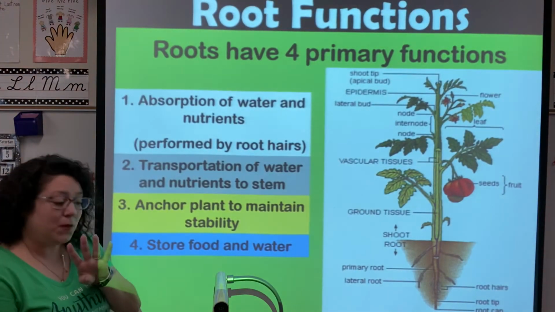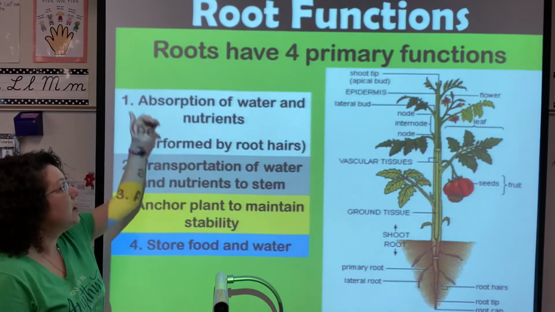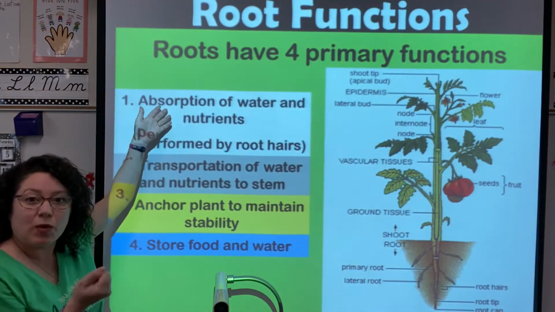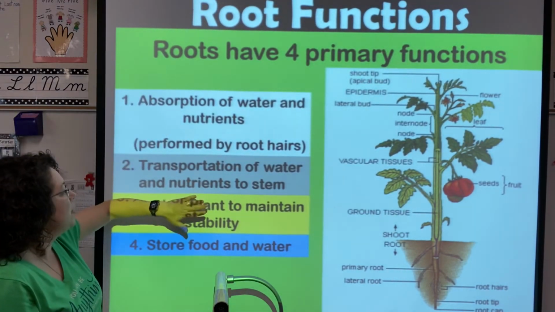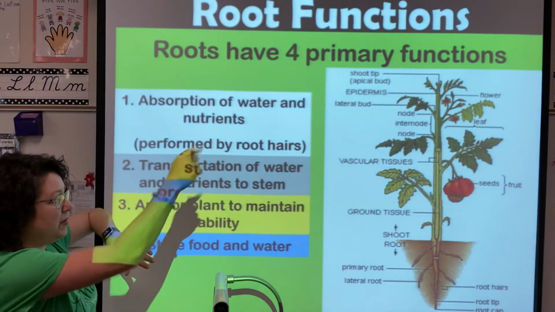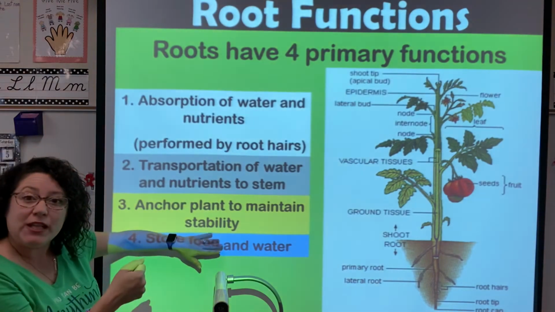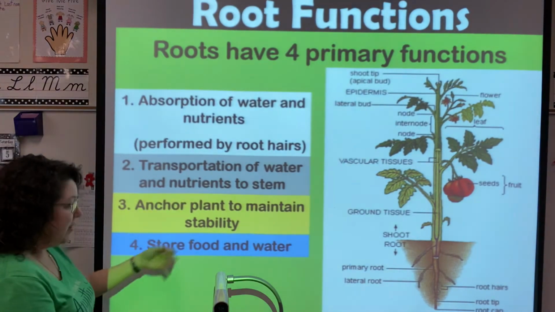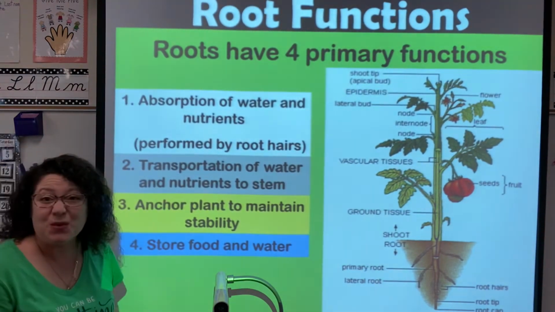So roots have 4 primary functions. Absorption of water, that means absorbing the water. Transportation of the water, that means moving the water through the plant. Anchoring the plant, holding it in the ground, and storing food. So roots are really important.